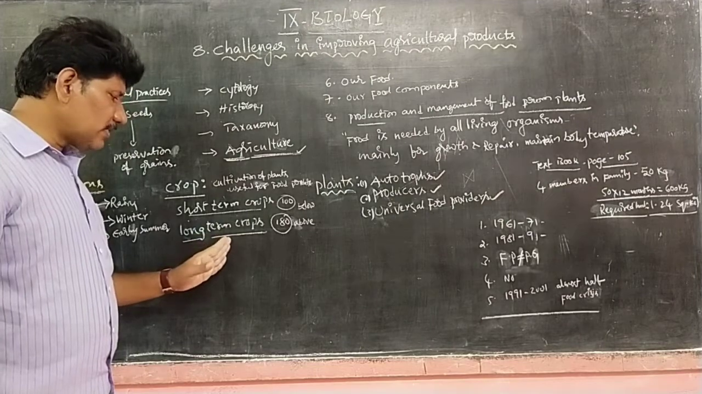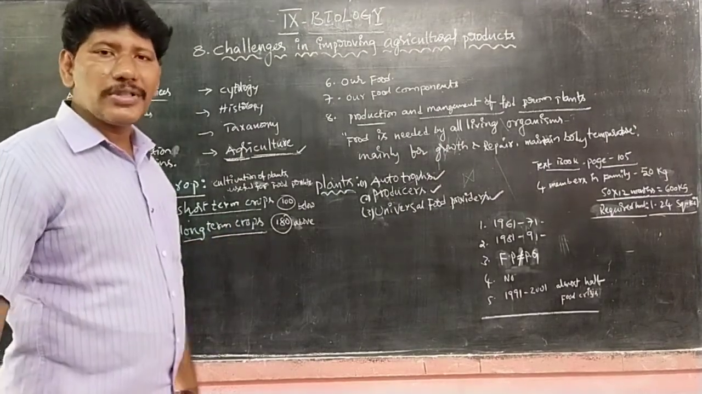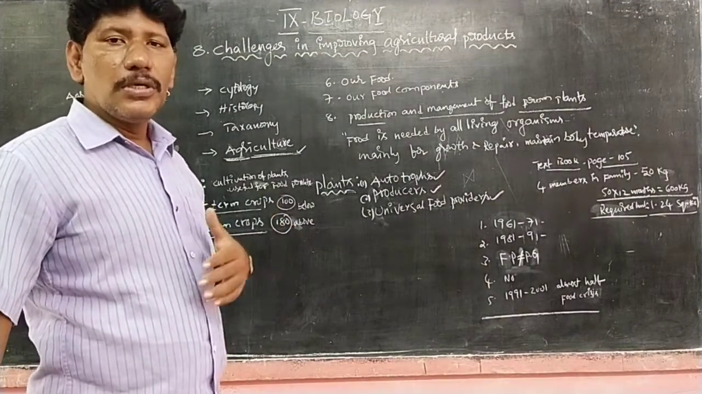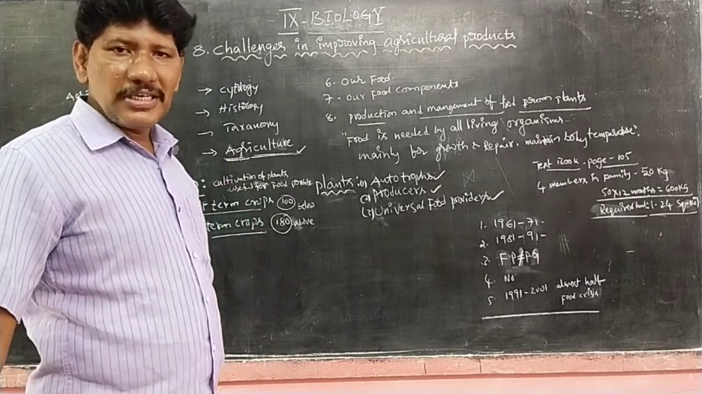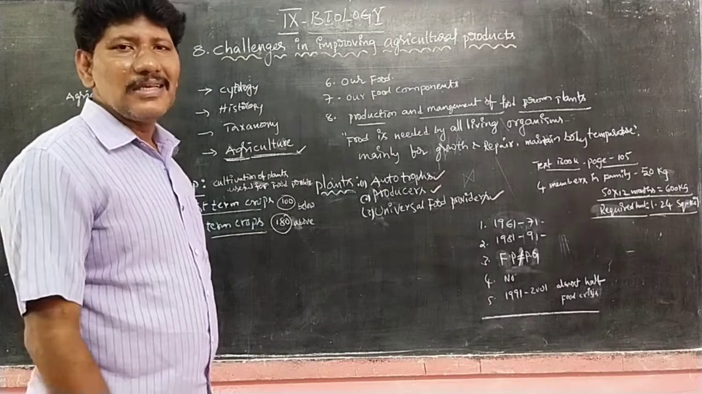The crops which require more than 180 days, meaning more than 6 months, of duration for harvesting, these types of crops are called long-term crops.